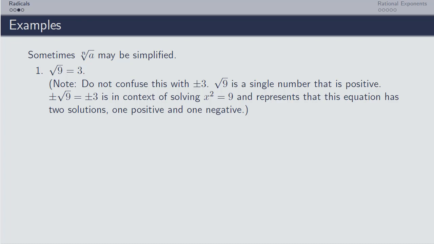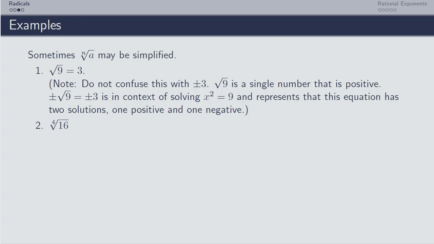Plus or minus square root of 9, or plus or minus 3, is important in the context of solving the equation x squared equals 9. Because plus 3 and minus 3, if we square both of them, we get 9. So that as an equation has two solutions. But that's not what I'm talking about here. I just want to know what's the square root of 9? The square root of 9 is going to be the single number 3. So it's kind of subtle there. It depends on whether or not you're really solving an equation. Here, we're not solving an equation. We're just square rooting a number.